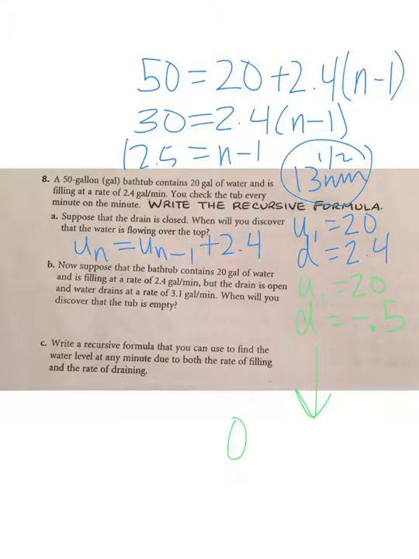So 0 is equal to 20, and then how many times are you going to have to subtract 0.5? And whatever that is, it's 1 less than the minute. And I'm going to let you go ahead and solve that equation. And then given this information, you can write the recursive formula. Okay?